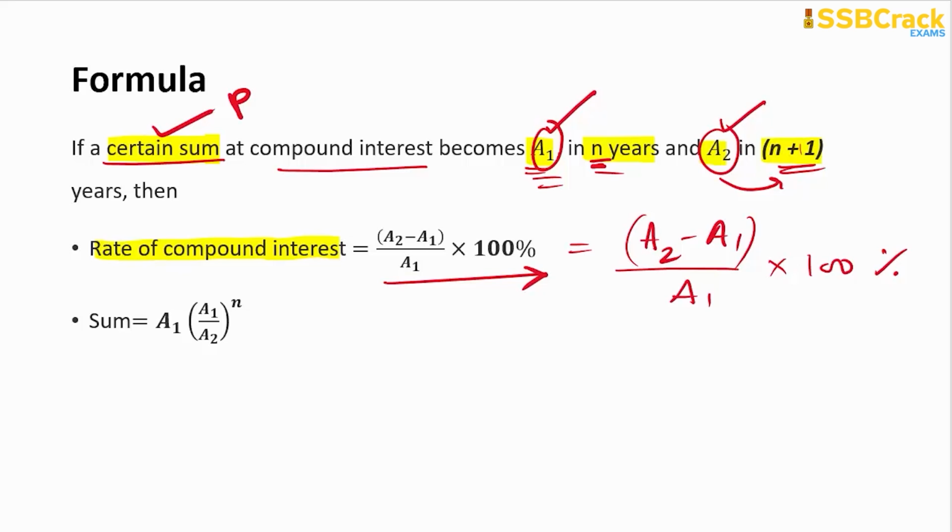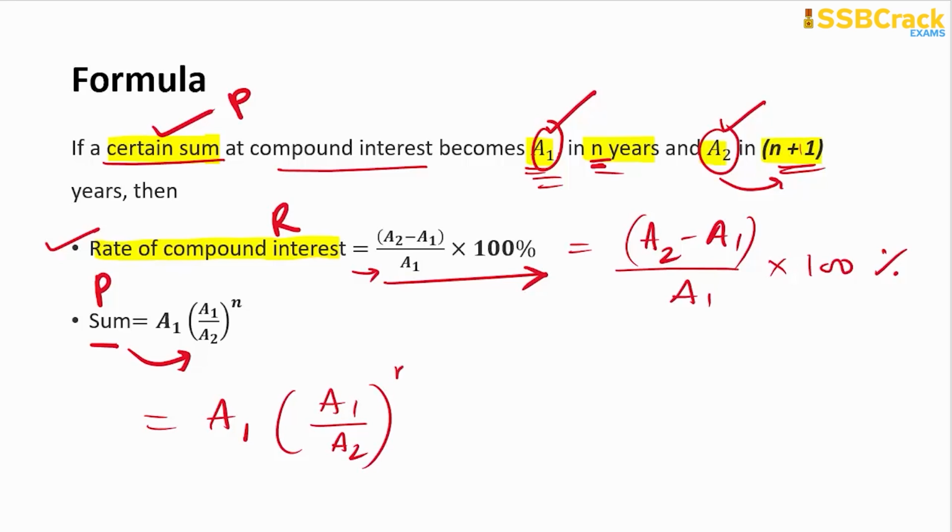Alright, and if they ask you to find out the sum, that is P, then you can go with a different formula. If they ask you the rate of interest, R, you use the first formula stated, and when they ask you the sum, you can use this formula, that is A1 multiplied by A1 upon A2 to the power n. Understand, this n is the first n years mentioned in the question. So let's check out an example for this particular question.